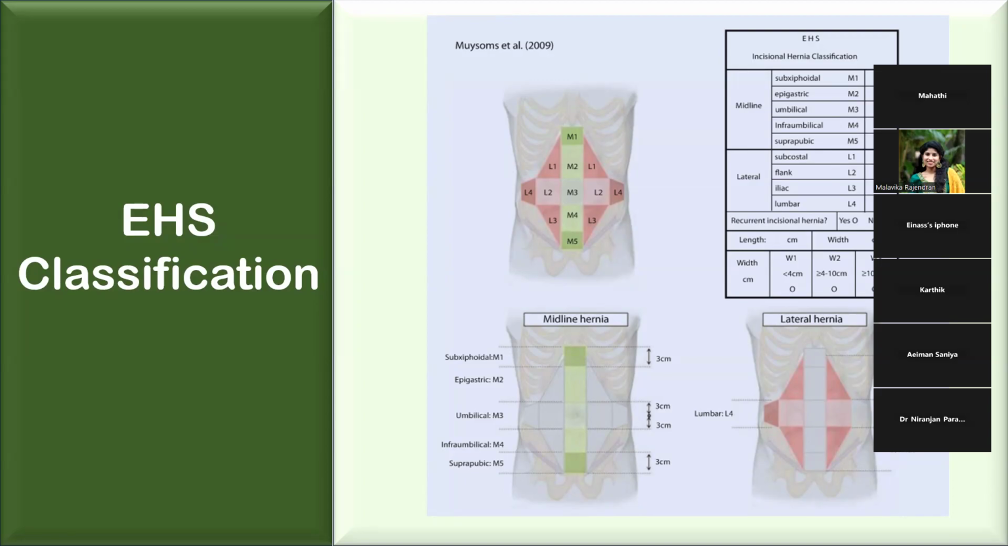I don't expect you guys to mug it up. Anyway, you have to refer to this. One is the location. So if it's an umbilical hernia, it's an M3. If it's an epigastric hernia, it could be either M1 or M2. Then you have to refer to the size. That's the way you describe it. An M2 W1 means an epigastric hernia which is less than 4 centimeters. That's the way you must do it. It's good to do that because we can standardize our terminology.